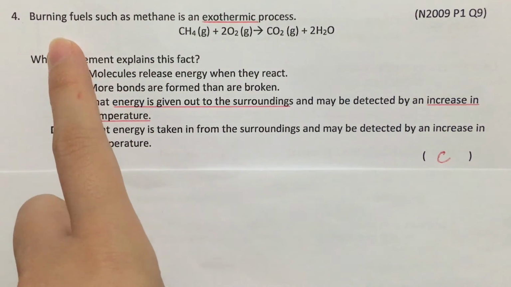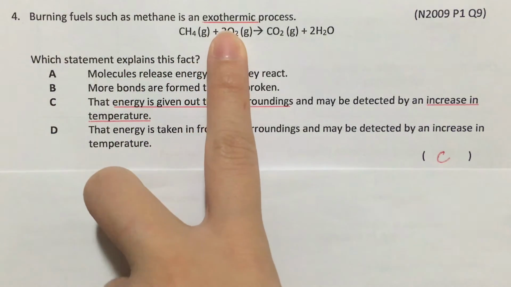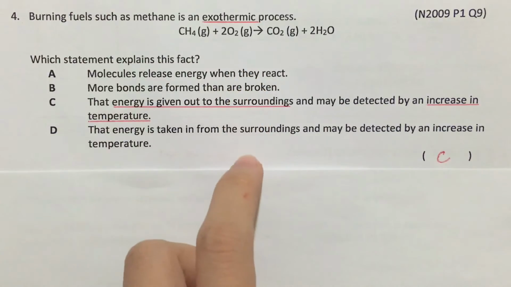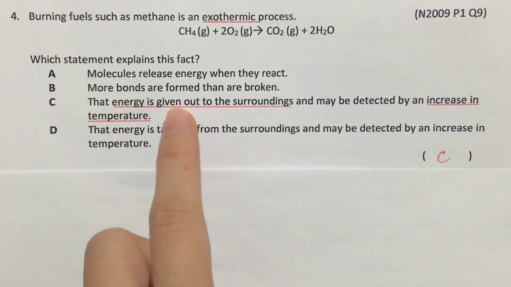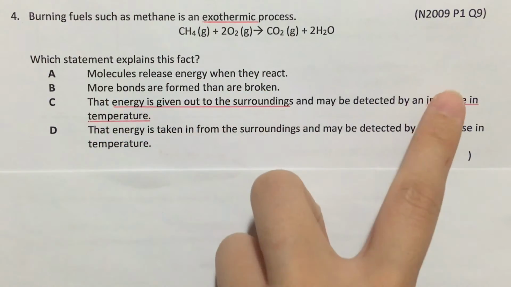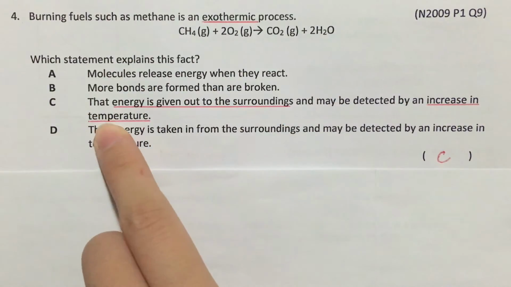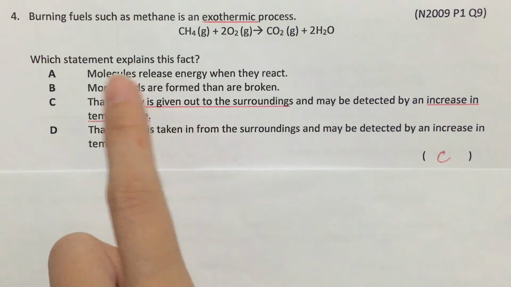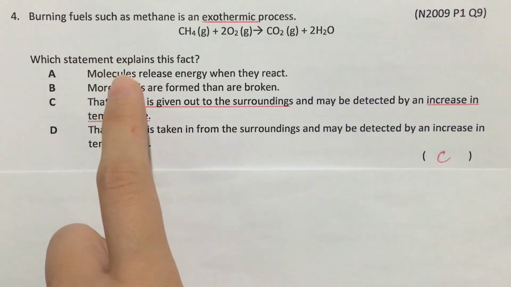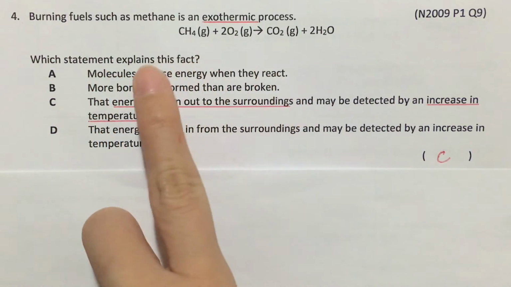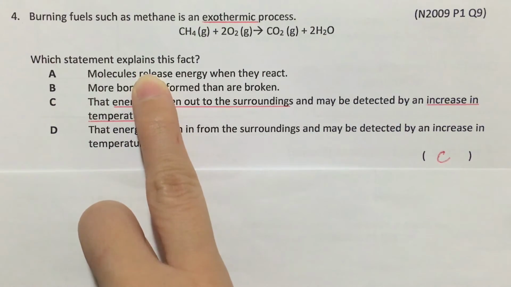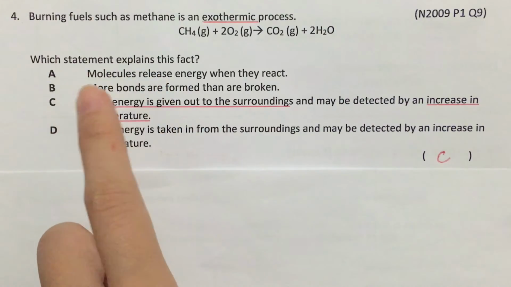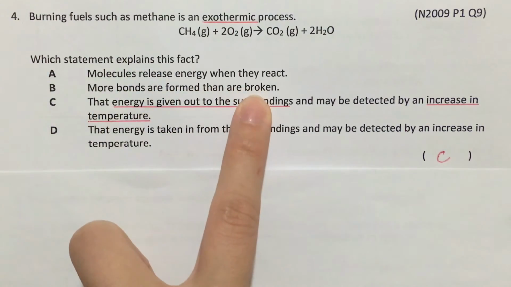Burning fuel such as combustion is an exothermic reaction. So let's see which statement explains exothermic. Okay, so the option is C, energy is given out and there is an increase in temperature. Option D is wrong because it says energy is taken in. Option A is wrong because molecules, when they react, can be releasing energy or can be taking in energy, depending on what's happening. Okay, and again, option B is not valid.